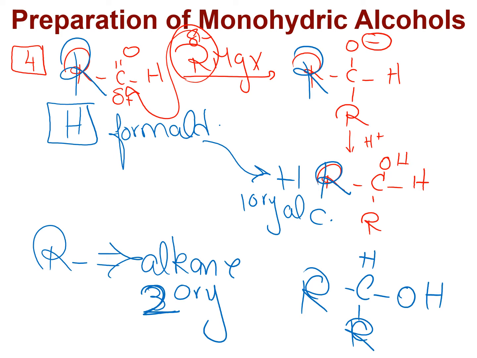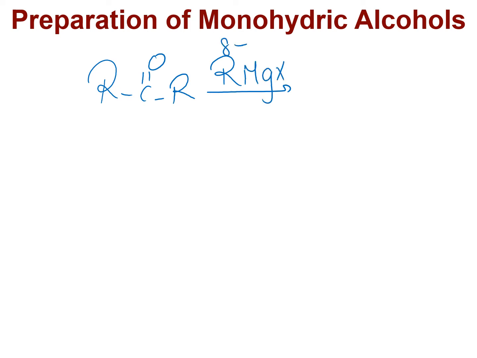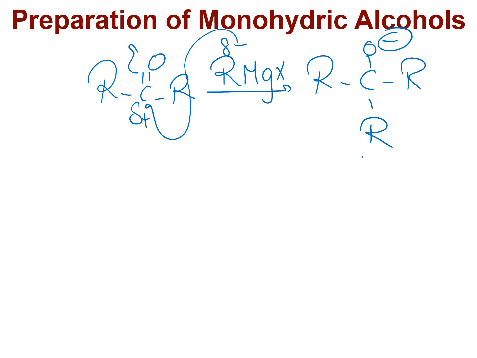So the primary alcohol is formed when reacting formaldehyde with Grignard. The secondary alcohol is formed when you react any other aldehyde with Grignard. Finally, if you react any ketone with Grignard, again you will have the partial negative and the partial positive and an attack, breaking the double bond, and in such case you actually produce the tertiary alcohol.